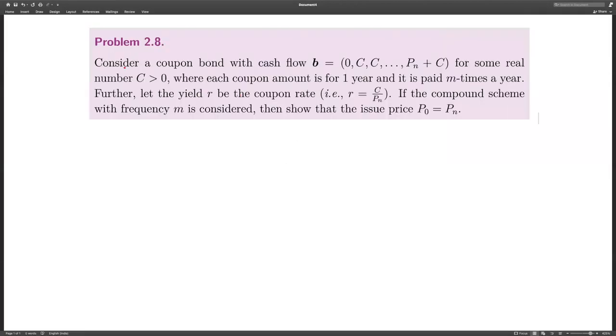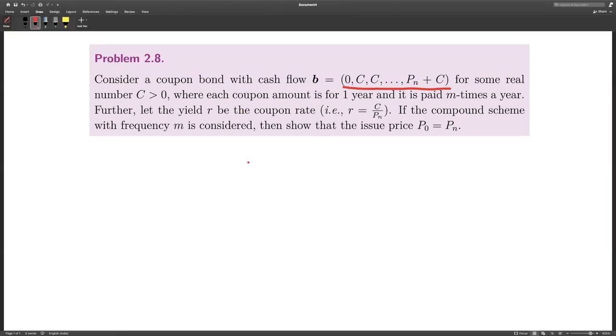The next question is, consider a coupon bond with cash flow given like this for some real number C greater than 0, where each coupon amount is for 1 year and paid M times a year, right? The important point is that the yield is given to be the same as the coupon rate. That is, R is equal to C by Pn is given to us.